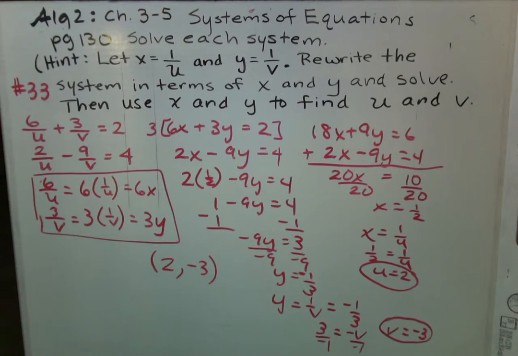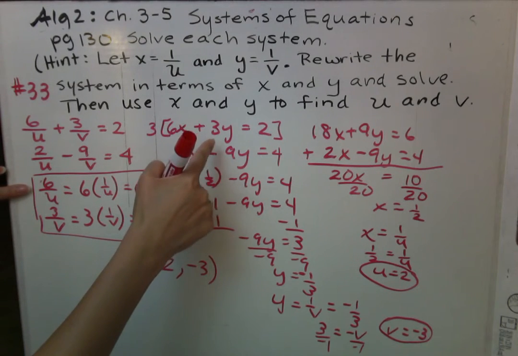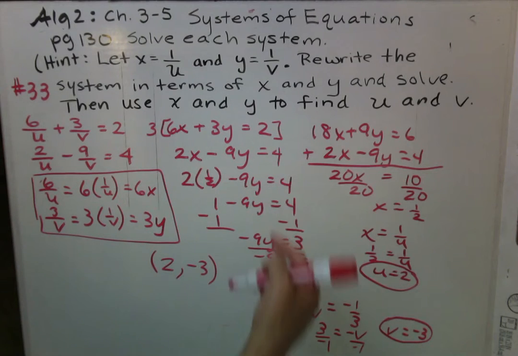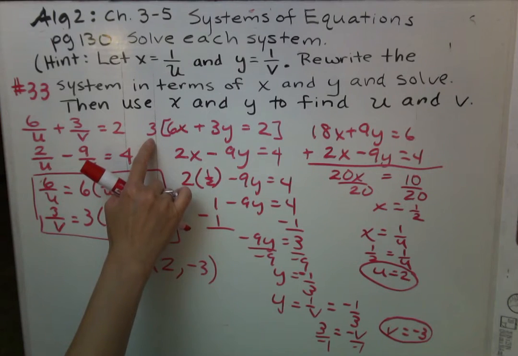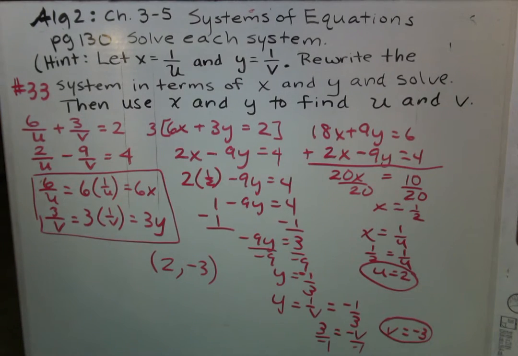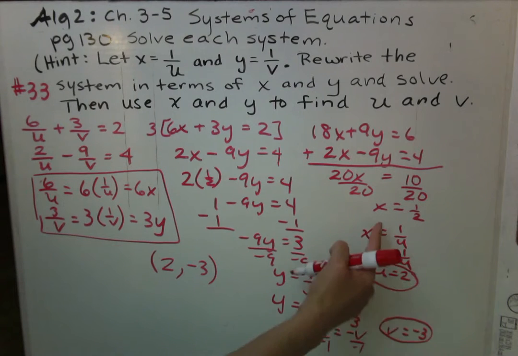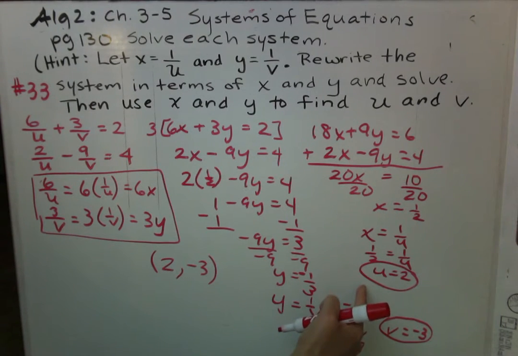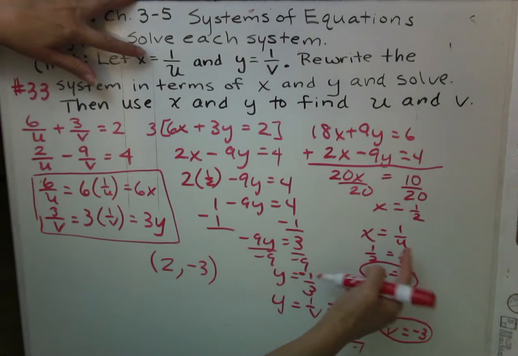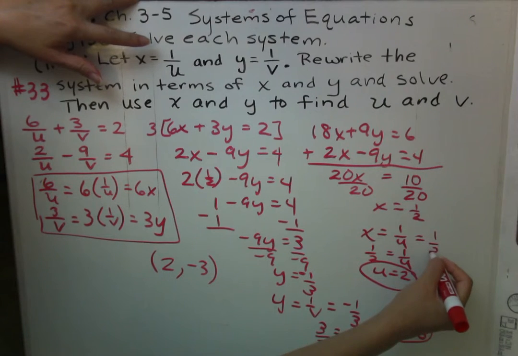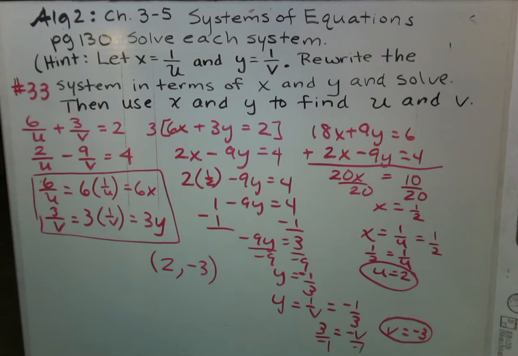Make sure you watch this video because there are a lot of things you have to understand. How to convert this, which I show right here, to get 6x and 3y. Then we solve the system of equations like we do in Algebra 1. But to do that, we had to multiply the top equation by 3 in order to eliminate the y. Then after we find x, we have to convert it back to u. So I set x equals 1 over u, which they told us, which is equal to one half. And in order to solve for u, I cross multiplied and got u equals 2. And I did the same for v.